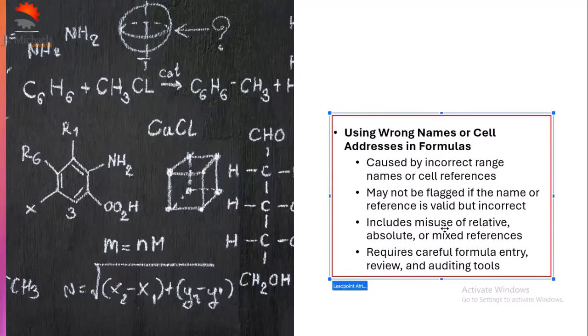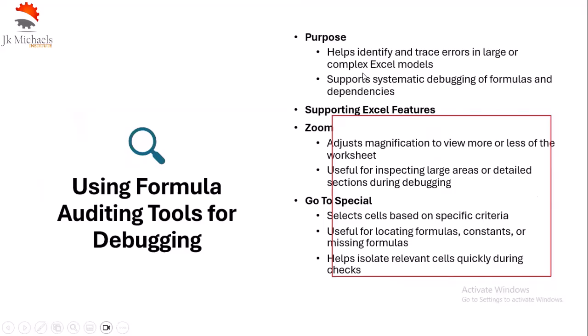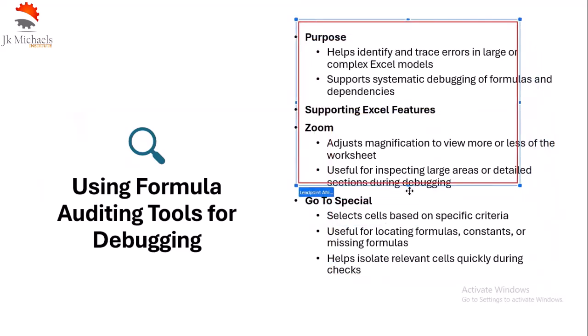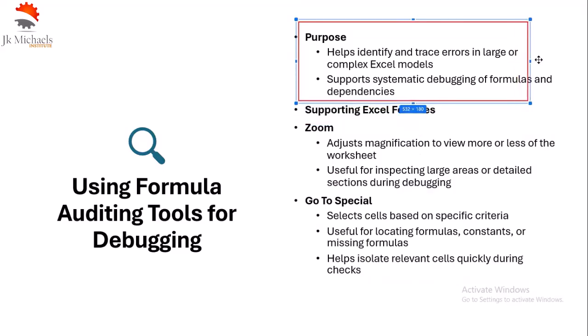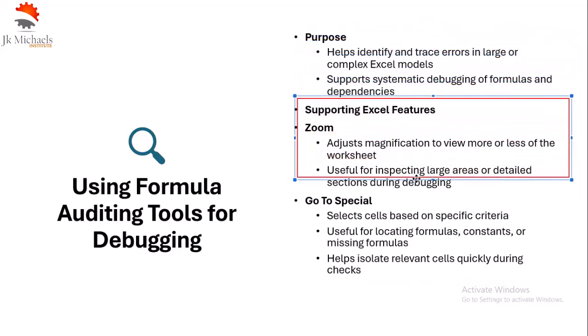Includes what? The use of what? Relative, absolute, or mixed references, and requires what? Careful formula entry, review, and auditing tools. And then moving on, we have using the formula auditing tools for debugging. There are formula audit tools that help us to debug and find errors. They help us to trace or identify errors in large, complex models, and to systematically find errors and debug them based on what? Showing us the formulas and the dependencies.